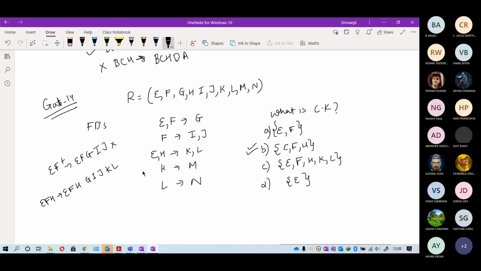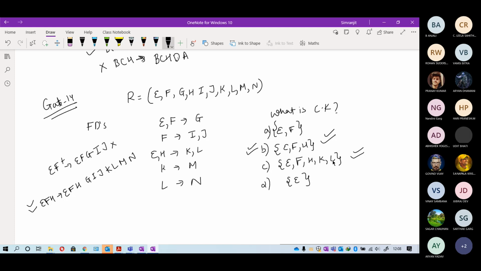So K, from K you can get M. L is also present, so you can get N. So this is 10. So again you are able to extract out all the components that is already available. So our answer will be B. Okay. So you're seeing here. So C is, if you take the closure of C, it will again result in the whole table again.